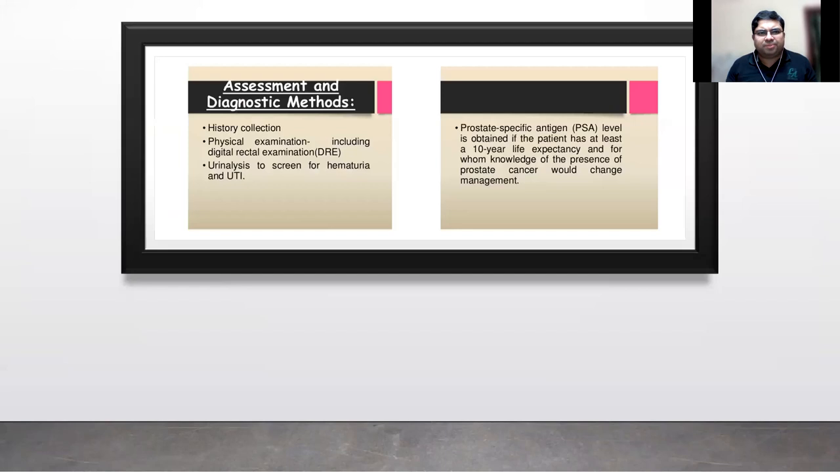Now, how do you assess a patient? That's very important. How do you assess a patient? Assessment of the patient is by history.